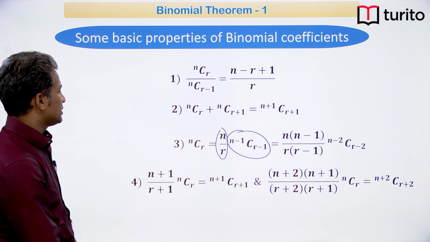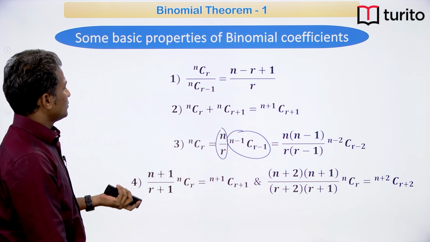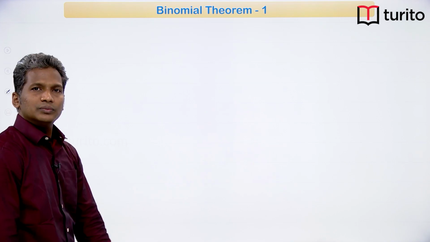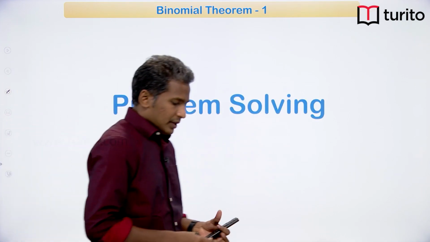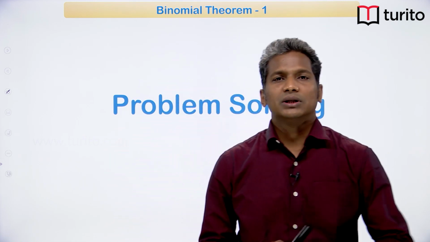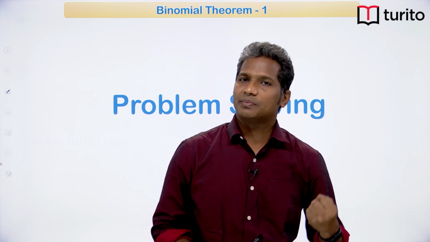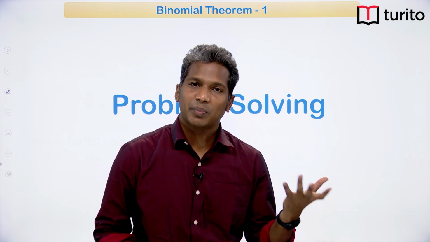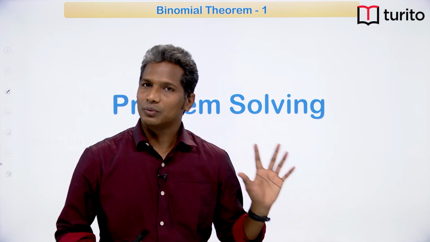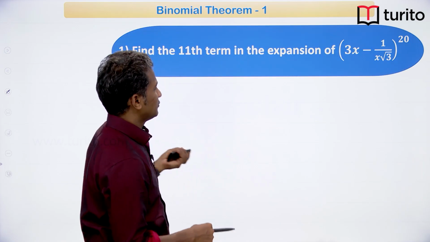Okay. So these forms you can derive on your own. Now let us move on to some of the problem solving ideas. Basically, today we have not learned much. We have learned what the binomial theorem is, how we expand, what the pattern is and how we generalize that pattern, and what the basic properties of binomial coefficients are. Now let us look at some of the problems.